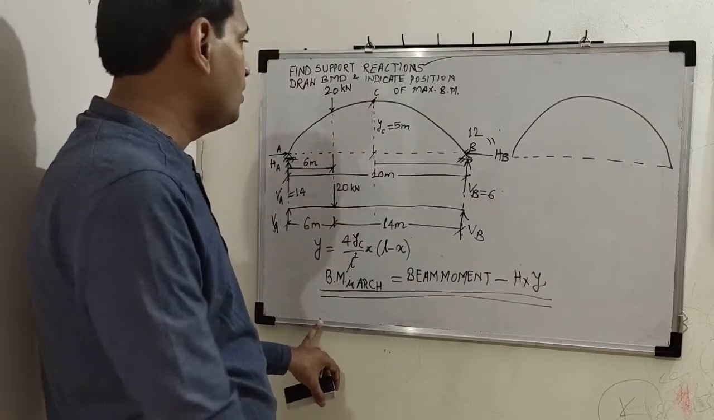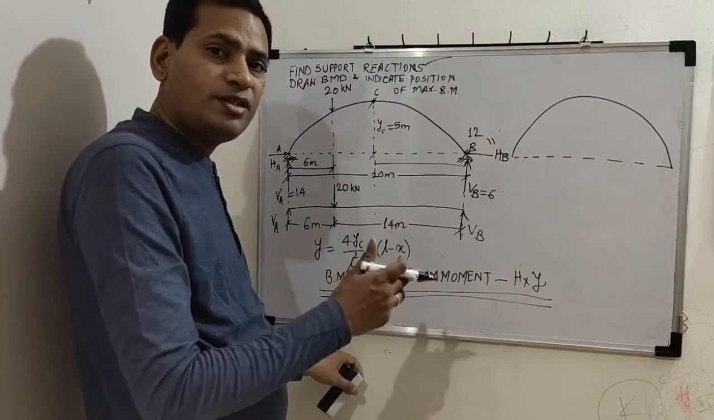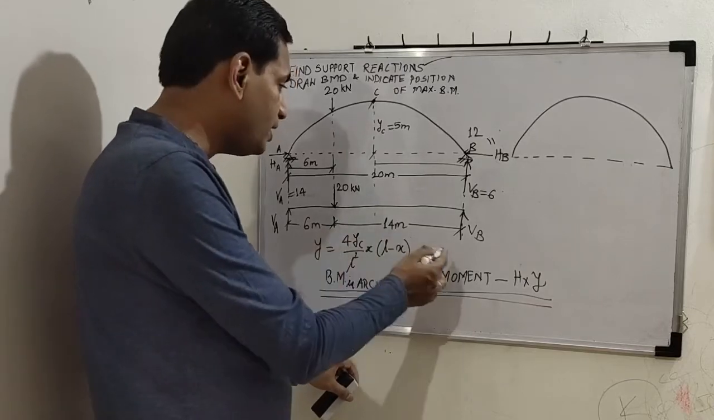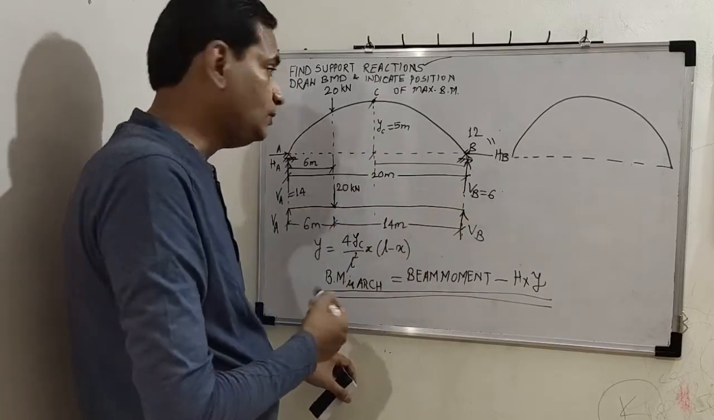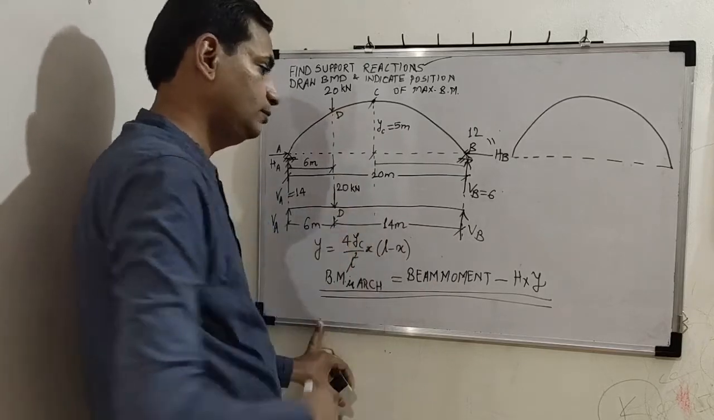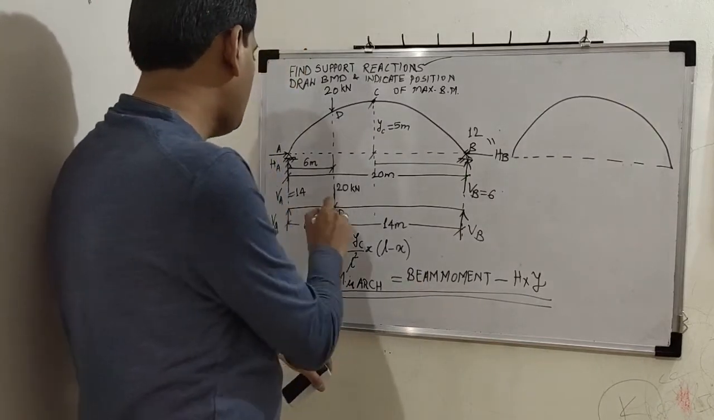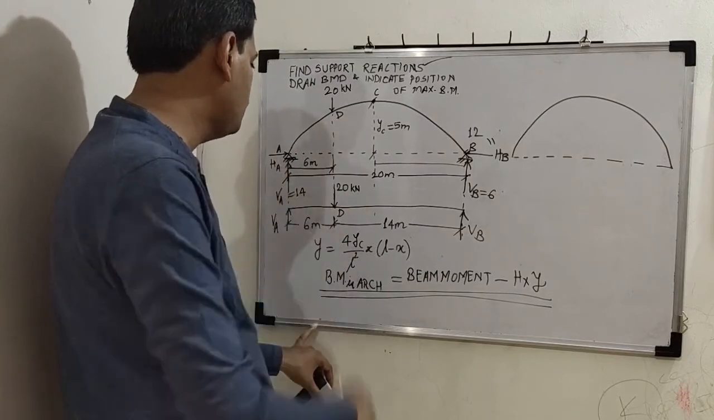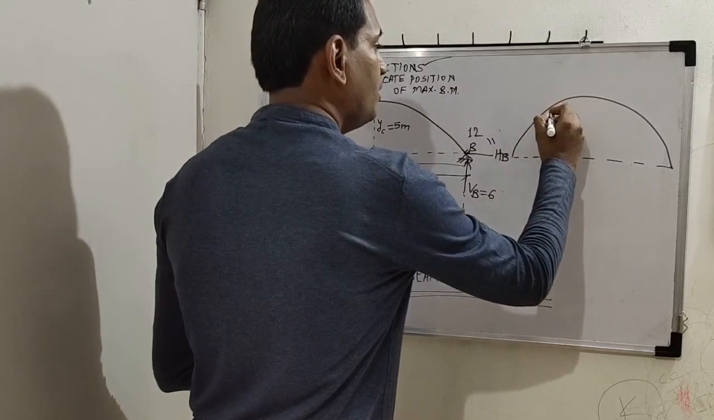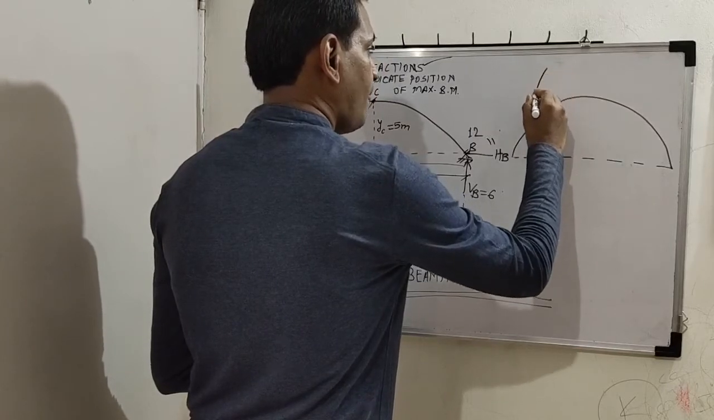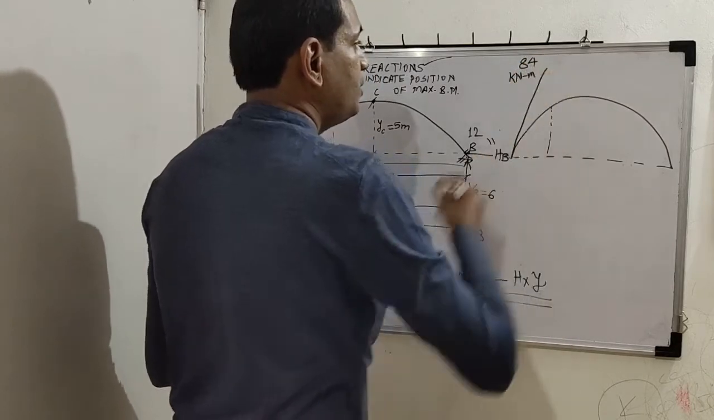What is beam moment? Whatever the arch and loading is given, you consider that as a simply supported beam. Show the external loading, calculate the vertical reactions like we have calculated here, and find out the beam moment at each point. Let us say this is point D. At point D, what is the beam moment? VA into 6. How much is VA? 14. 14 into 6, so 84, correct? So at this point, the beam moment is 84 kilonewton meter.